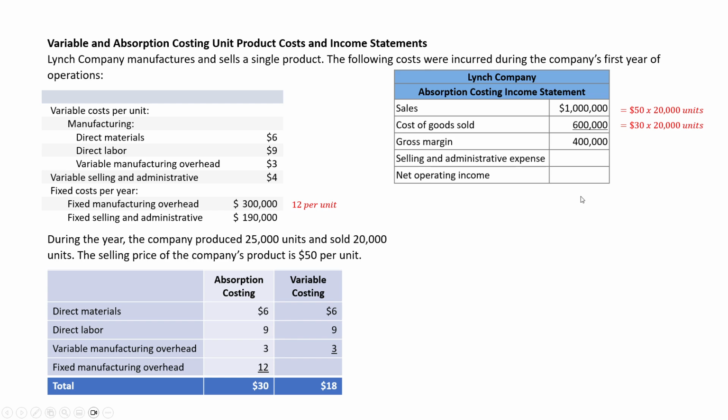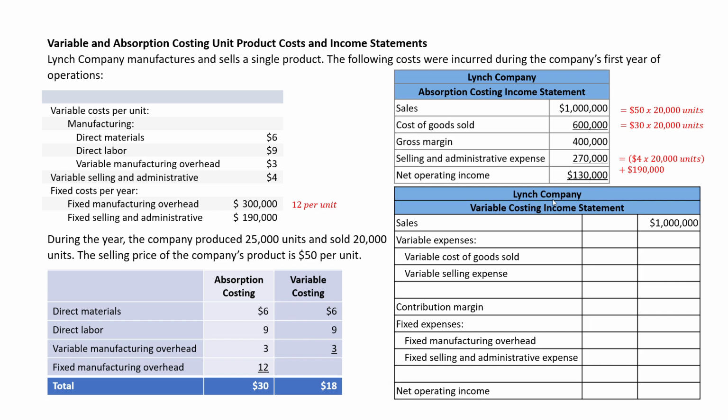We also have to subtract out our period or non-manufacturing selling administrative costs, and that's going to include both a variable and also a fixed component. Variable selling administrative is $4 per unit times 20,000 units sold. To that, add our fixed selling administrative of $190,000, and we get total selling administrative of $270,000. Subtract it from our gross margin, and our net operating income is $130,000. That's according to our traditional absorption costing income statement.